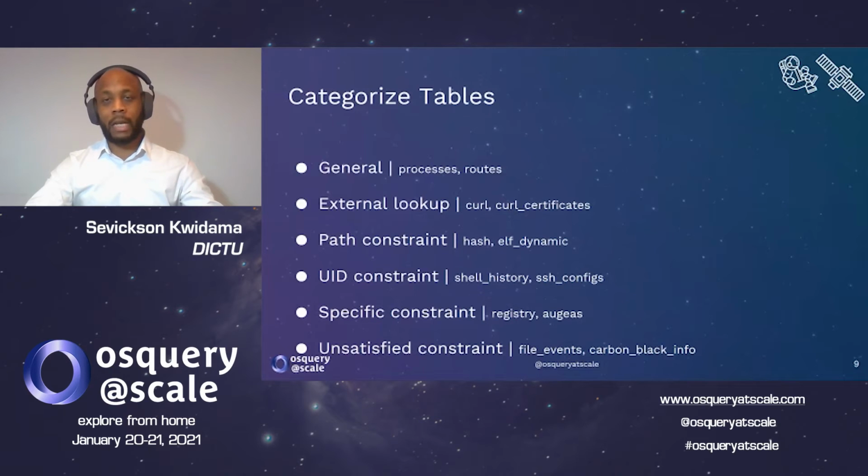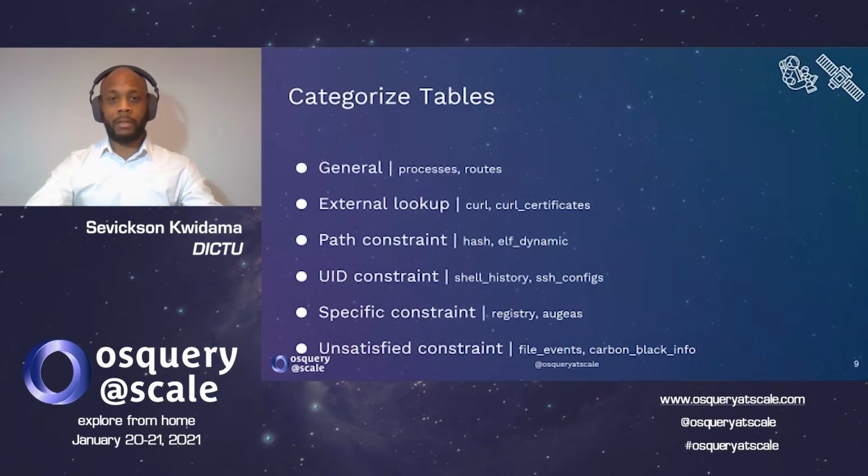UID constraint tables are tables that usually need to be joined to the users table. Specific constraint is for tables like registry and OGS that need very specific where clauses. And the unsatisfied are the tables where I could not satisfy the constraint, like evented tables and tables that need specific piece of hardware or software.